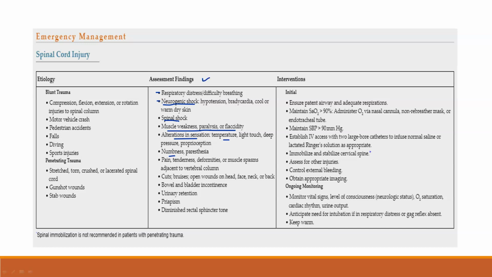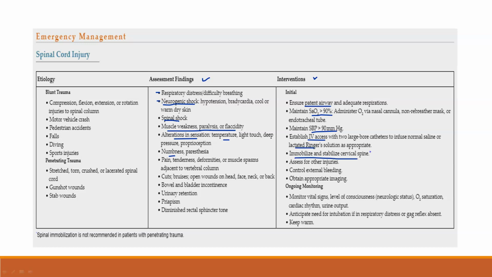Our interventions are going to reflect that. So make sure they have a patent airway. Maintain that SpO2 greater than 90%. Maintain the systolic blood pressure greater than 90. Make sure we have multiple IVs. We can start them on normal saline or LR to help with the blood pressure.